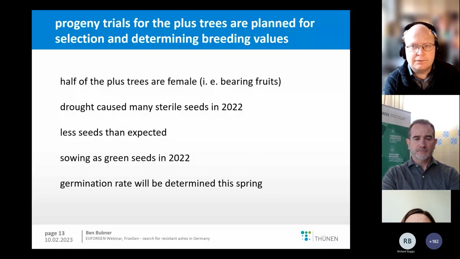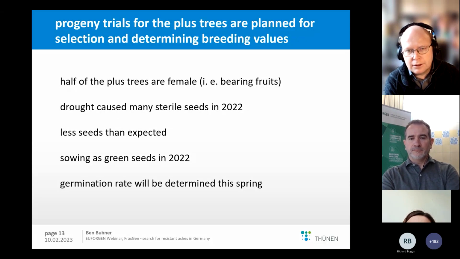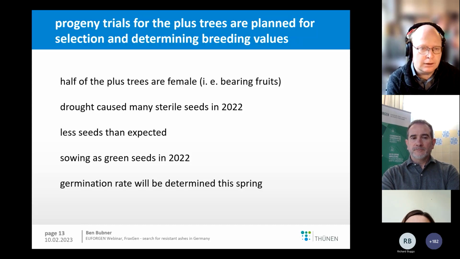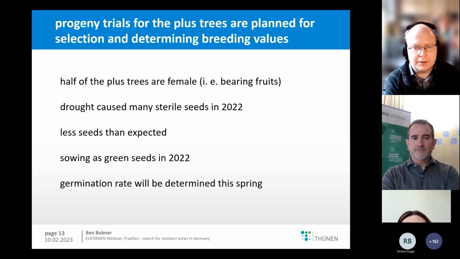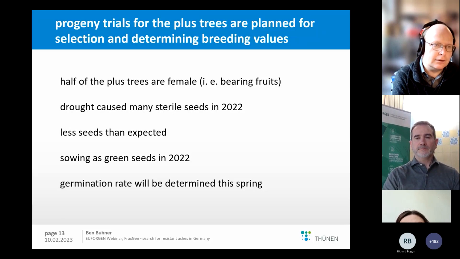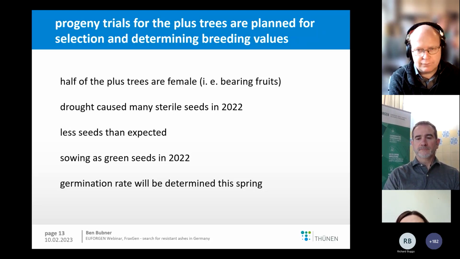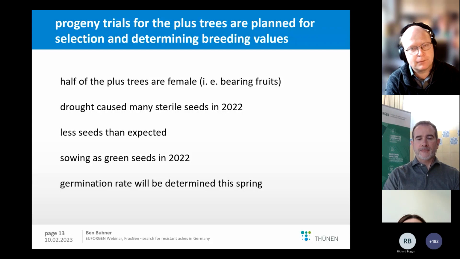We also plan progeny trials for plus trees, but first of all, only half of our trees are female, that means they have fruits, and droughts caused many sterile seeds last year. We had fewer seeds than expected, and we sowed them as green seeds. We will determine the germination rate this spring. But we already know that for establishing progeny trials, we won't have enough plants, and we will start collecting seeds again this year and hope it will work better.